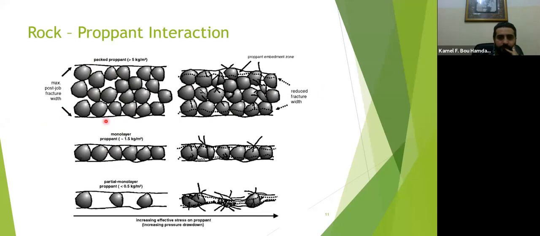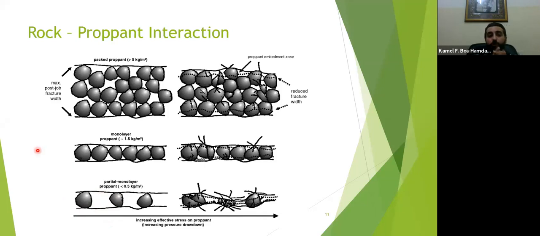Okay, so the highest, it's going to be the partial monolayer. This is going to have the largest fracture conductivity, assuming, of course, we are talking about the same proppant size. Why is it going to be the highest? Because we have large opening. So in terms of the permeability value itself, we have very high permeability over here. Fluids can easily pass through these openings to the other side.